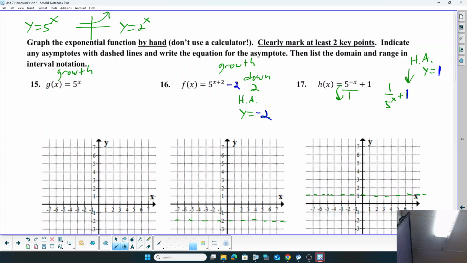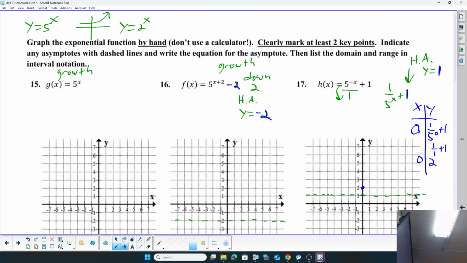If you do an xy table and plug in a 0 for x, we get 1 over 5 to the 0 power plus 1. Anything to the 0 power is just a 1. So that's 1 over 1 plus 1. If you plug in a 0, you're going to get 2. So you're going to be up here.